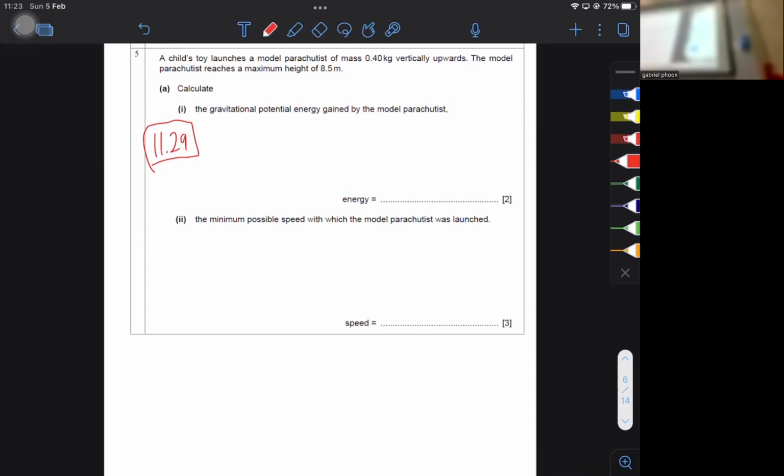Boys and girls, in this question, in theory you're supposed to convert the GPE into KE. For those who are stuck with the exact same question, that's what this is for. This is what we do.